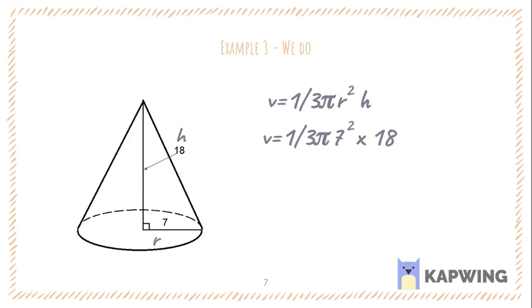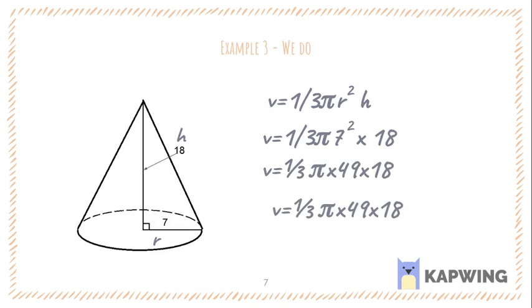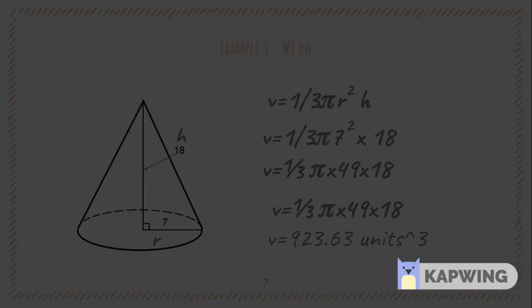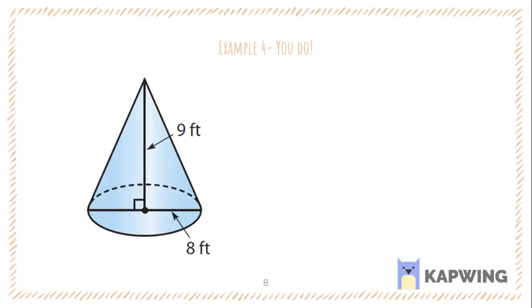Then once again, I'm going to go through and do the exponents first. 7 squared is 49. Then I'm going to type all this in on the calculator and get volume equals 923.63 units cubed. Now for another example.